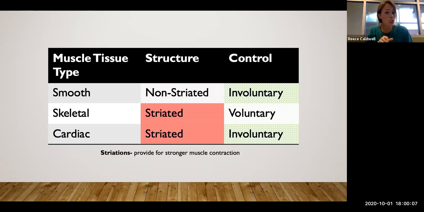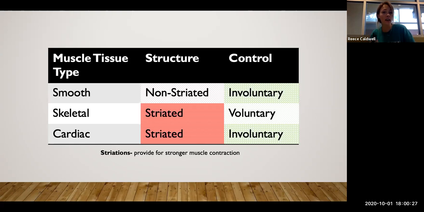Skeletal muscle is striated. We do want strong muscle contractions. We want to be able to flex our muscles really hard. We want to be able to load a lot of weight. We want to be able to hold heavy things. We want to be able to push things, pull things, all of that. So we want those strong muscle contractions in our skeletal tissue.